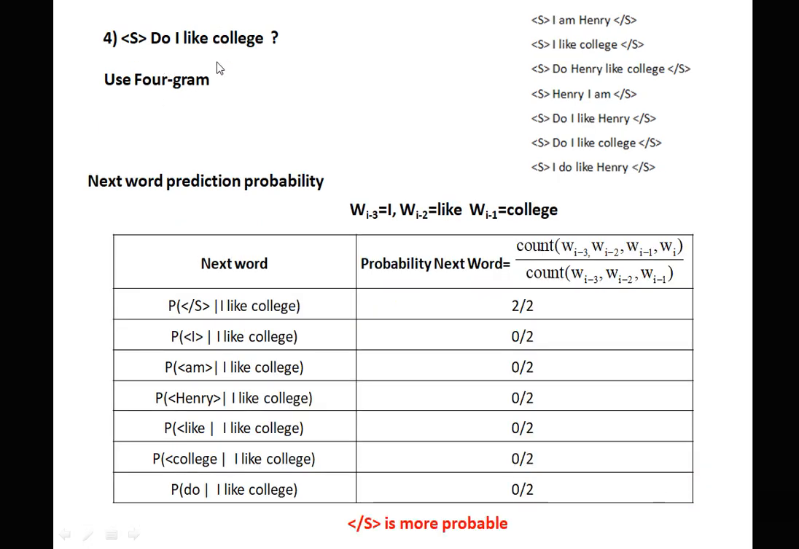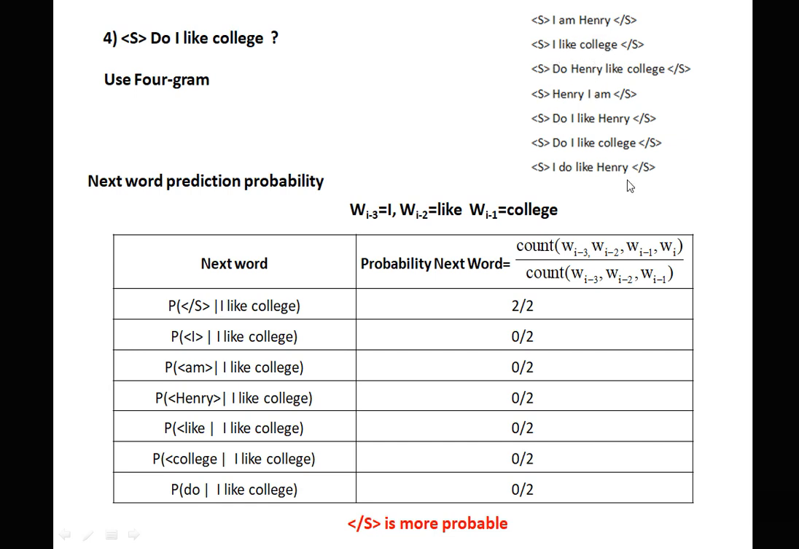Next is the fourgram model. So we are using the previous 3 words as a history. Do I like college? We require to predict the next word. So we are taking the 3 words as a history, and these 3 words are I like college. Now we require to check how many times I like college comes in our database.